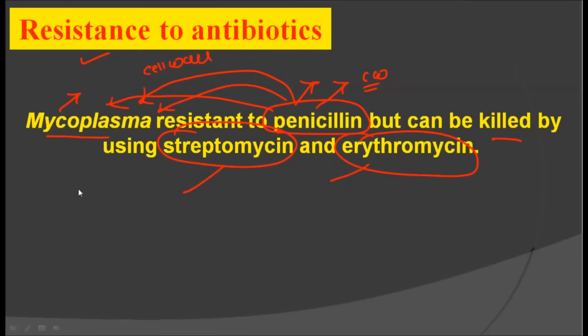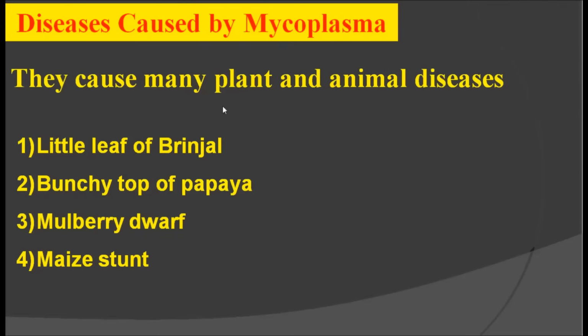Then there are some diseases which are caused by the mycoplasma in the plant kingdom. They cause not only plant diseases but also animal diseases. Here are four examples of the plant diseases which are caused by the mycoplasmas. First is the little leaf of brinjal, then bunchy top of papaya, then mulberry dwarf, and maize stunt. All these diseases are caused by the mycoplasma.